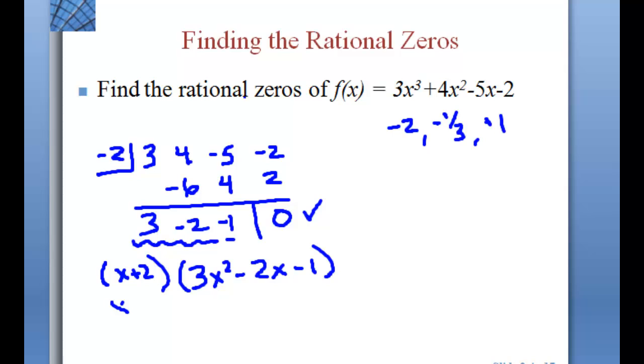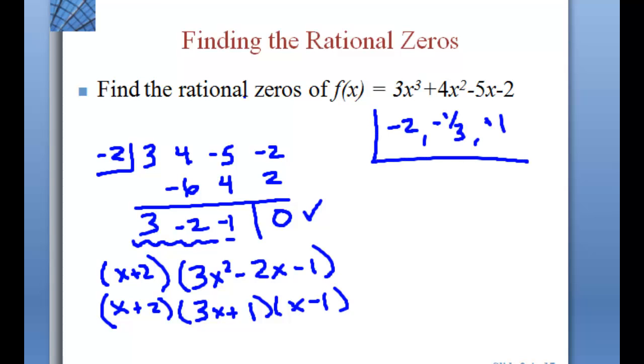And I can factor that. I could use synthetic division again with these others, or I can just go ahead and factor this. 3x and x, 1 and 1, and I want a -2, so it's a -1 and a +1. So there are my 3 factors. So x is going to be -2, -1/3, or +1. So all 3 of these are rational zeros.